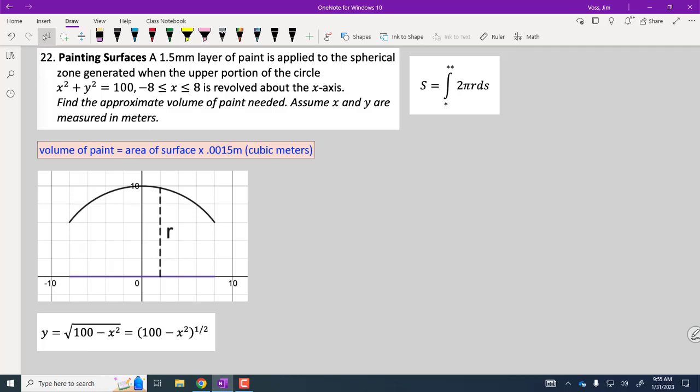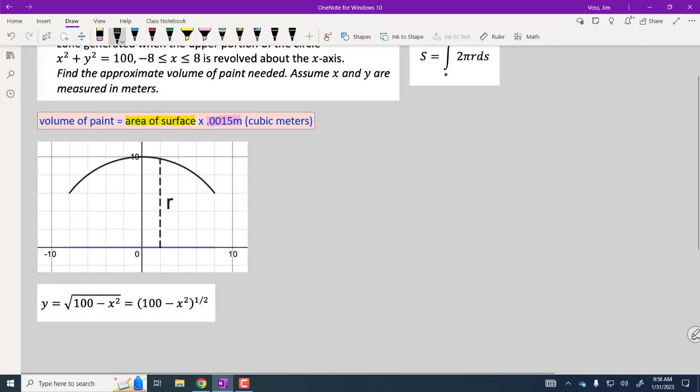So bottom line is we're still doing what we've been doing for the last few examples. We're finding the area of a surface. But to answer the application piece of it, to find volume, we're going to multiply by 0.0015 at the end because we want to have the paint be 1.5 millimeters thick. So not really a hardcore application, but still have to do surface area.